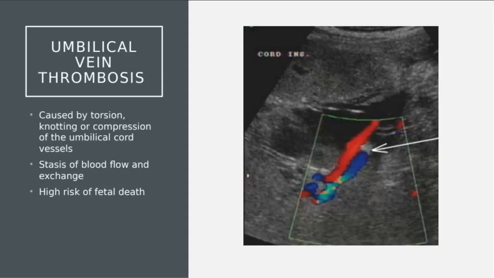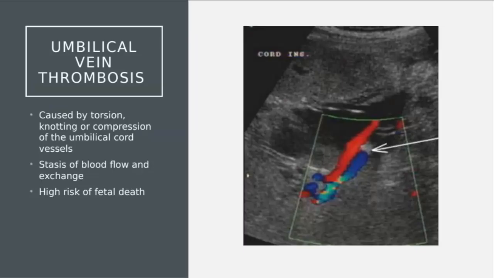It's going to result in stasis, or that blood flow becoming stagnant, so we don't have the natural exchange that the baby needs, and it has a high risk of fetal death because of that. So when you're looking at your umbilical cord, you want to see your two umbilical arteries, your one umbilical vein, but then if all of a sudden in your vein you see this and you don't see any further blood supply coming out, well, you really need to be concerned about what that baby is getting.